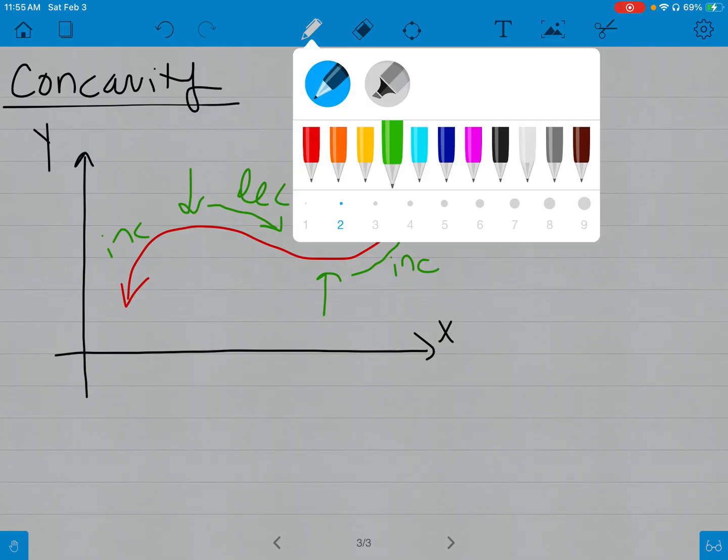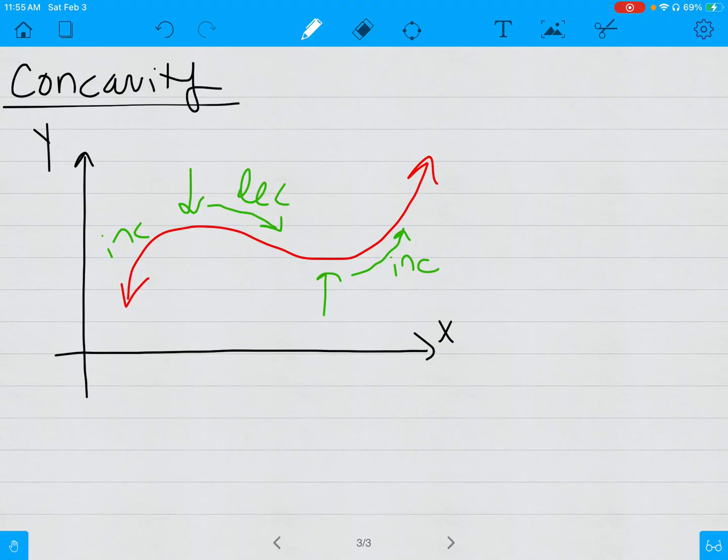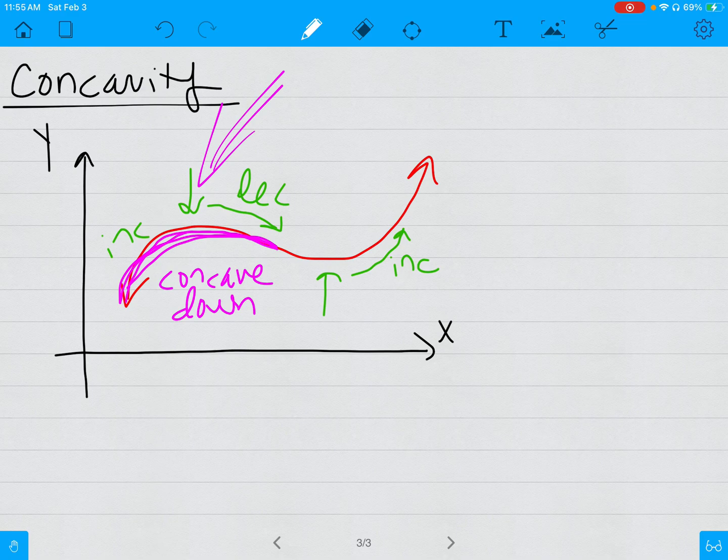So here, when we're looking at this function, this part on the left here where we make the hill, this whole part, that's concave down, right? If I tried to pour water on this hill, it's just going to leak off. So that's concave down. If you think of the graph as a cup, the cup is downward. Okay.